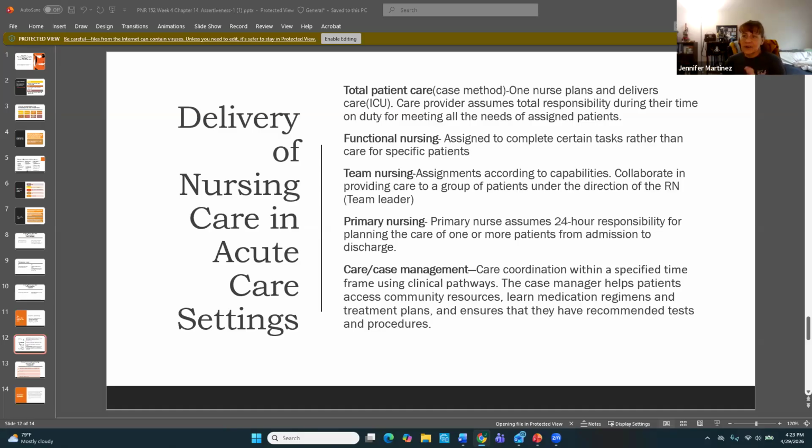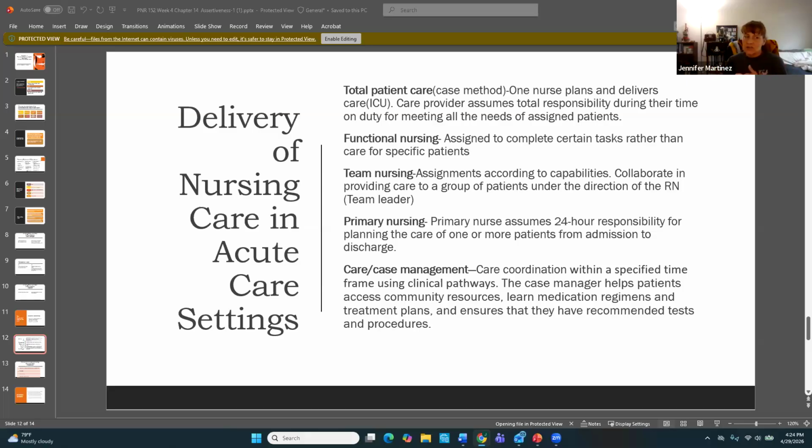Care coordination or case management, we're looking at achieving outcomes within a specific time frame. And so we have what are called clinical pathways, and those are tools that they use to identify incidents or other things that may occur at specific times to achieve those outcomes within a certain length of stay.